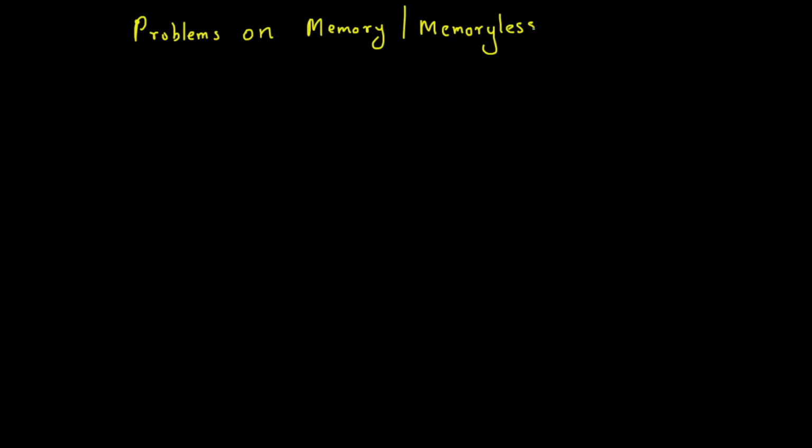First, we have to understand what memory and memoryless systems are. In order to understand, here is the definition. If you say memoryless, it means the system has an output that depends on the present input.